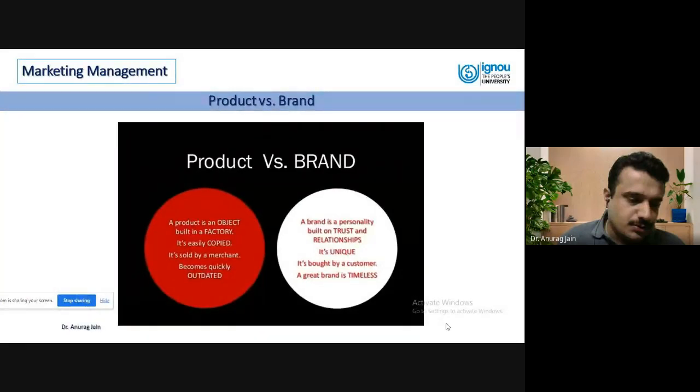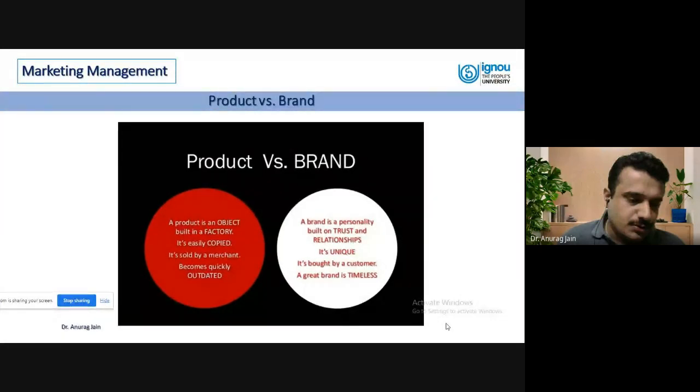It is different from all other competitors, and a customer buys a brand by having their own preference towards it, right? And a great brand is timeless. There is no life limit to a particular brand. What I'm trying to say is, brands also emerge in the market, but the lifespan of a brand is much more than a product.